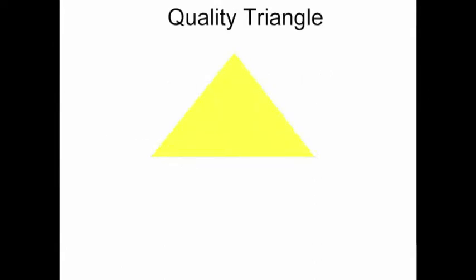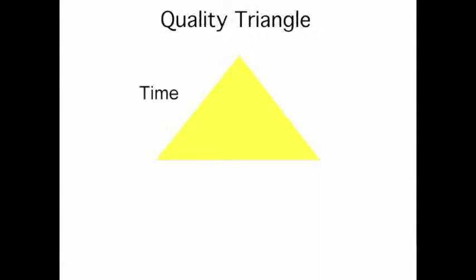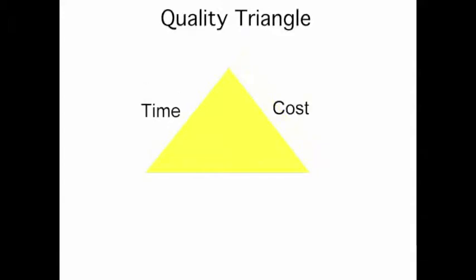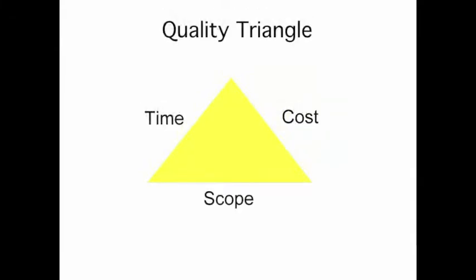Now, the quality triangle is called by different names. It's called the iron triangle, the scope triangle, and if you Google it, you can get all kinds of different definitions for it. But the quality triangle basically encompasses time and cost and scope. Those three things go into each and every project.